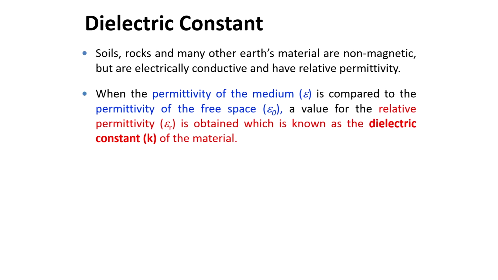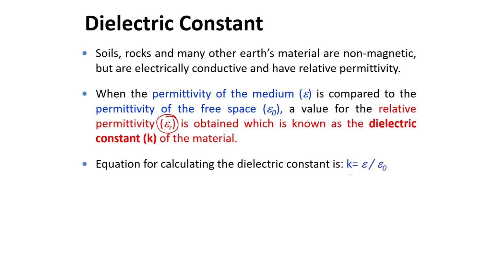So, the permittivity of the medium E is compared to the permittivity of free space, and that is what I was talking about, the velocity of the light. A value for the relative permittivity, that is ER here, is obtained, which is known as your dielectric constant. So ER is the dielectric constant of any given material. The equation is very simple here.